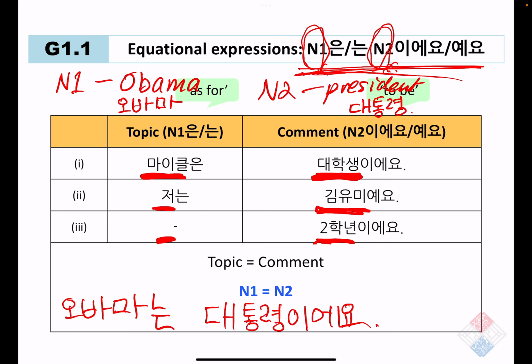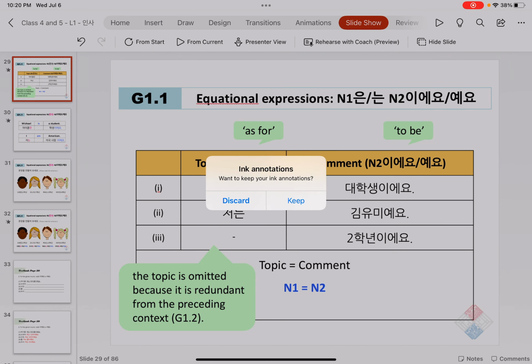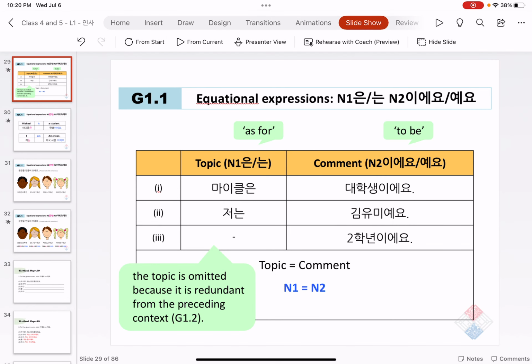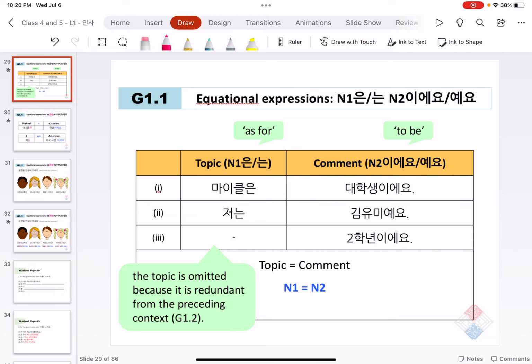And here we're going to talk about the omission of the topic. So when you know that you're talking about topic 김유미, 저는 김유미예요. I am 김유미. 저는 2학년이에요. I am a sophomore. You don't have to say 저는 twice. You can just say 저는 김유미예요. 2학년이에요. Because we know that we're talking about you, 김유미.